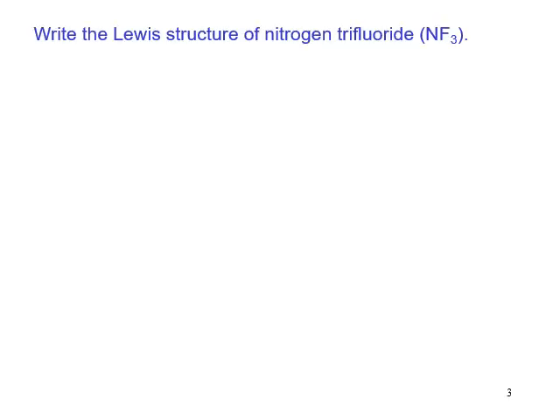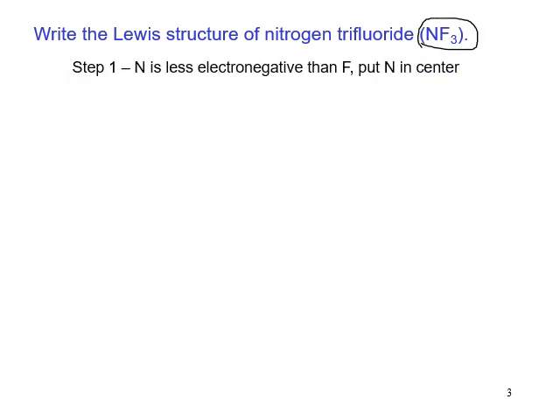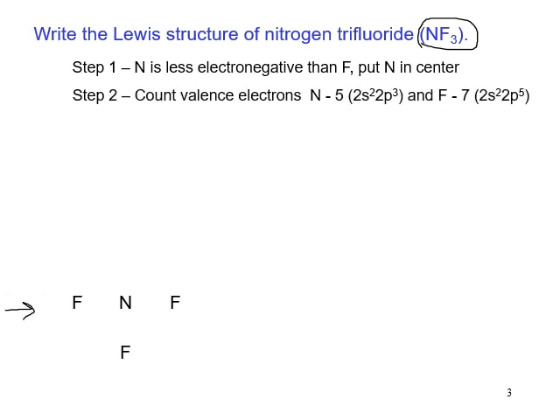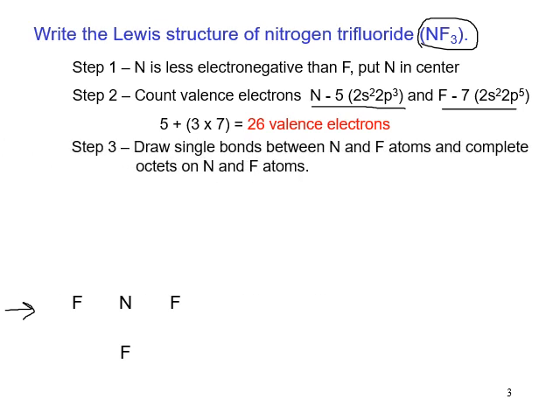The Lewis structure of nitrogen trifluoride, NF3, is given up here on the top of your screen. For the first step, since nitrogen is less electronegative than fluorine, put nitrogen in the center. You see it down here at the bottom of your screen. Nitrogen is now in the center. Step 2 is to count valence electrons. Remember, nitrogen has 5. See its electron configuration. Fluorine has 7. That would be a total of 26 for this structure or molecule. For step 3, draw single bonds in between those, and you see them, they just showed up down there on your structure. And now let's complete octets.